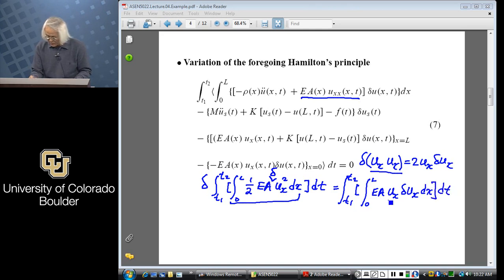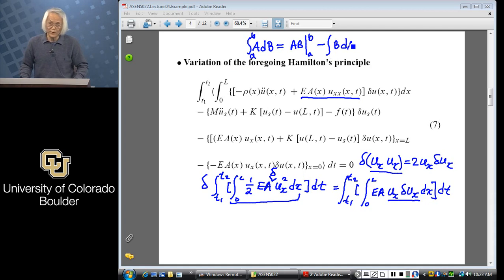Okay? Now we're going to use exactly the same formula in the form, that is A dB, definite integral, say A to B, is AB minus B dA. Okay? So we're going to use this integration by parts. Okay? There's no magic, right? So what we're going to do, I'm going to do A, in this case, u_x, B delta u_x.